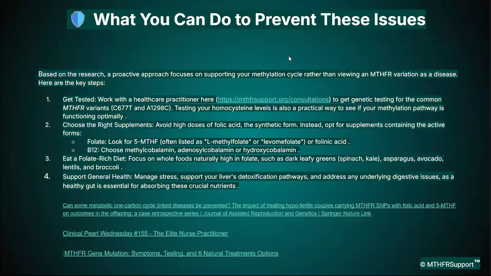What you can do to prevent these issues. Based on the research, a proactive approach focuses on supporting your methylation cycle rather than viewing an MTHFR variation as a disease. Here are the key steps. Get tested. Work with a healthcare practitioner here at MTHFRsupport.org to get genetic testing for the common MTHFR gene variants, C677T and A1298C. Testing your homocysteine levels is also a practical way to see if your methylation pathway is functioning optimally.